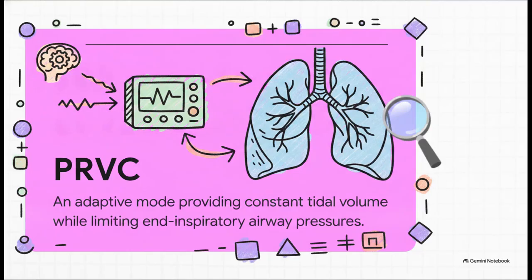Okay, so what if we want the best of both worlds? Enter PRVC, or Pressure-Regulated Volume Control. This mode is hugely popular, and for good reason. It's an adaptive mode, essentially a highly intelligent, automated version of volume control.